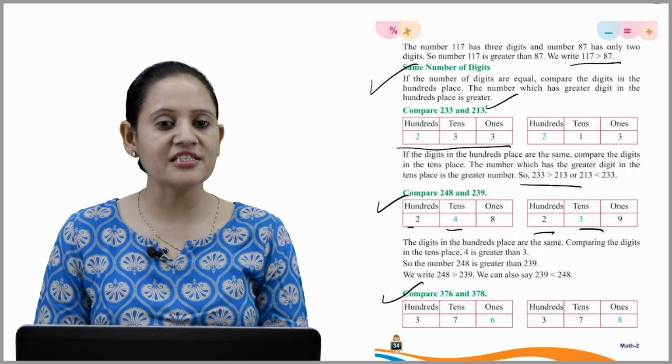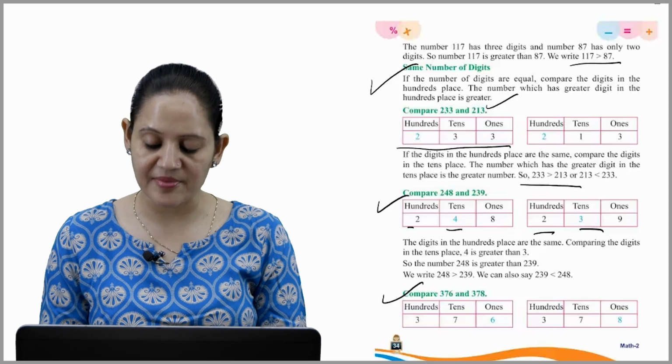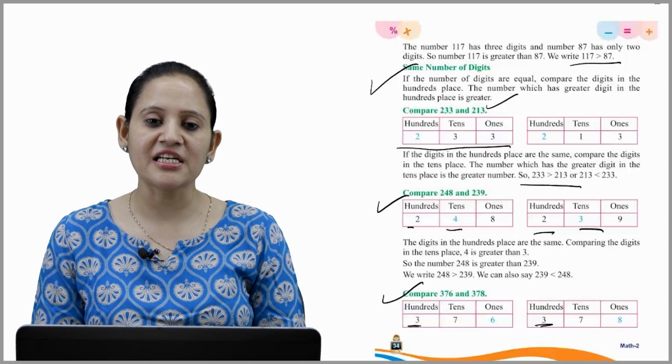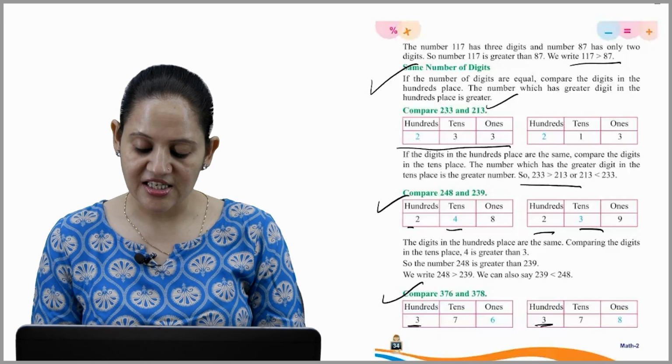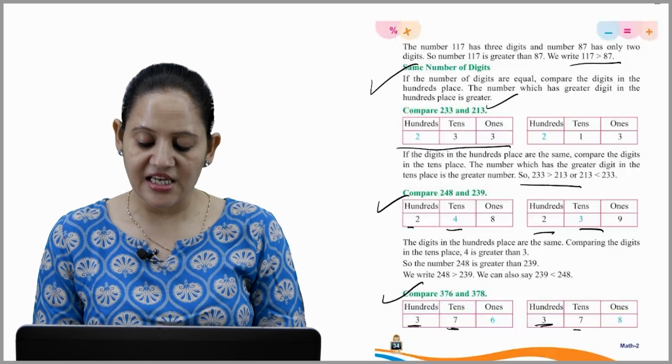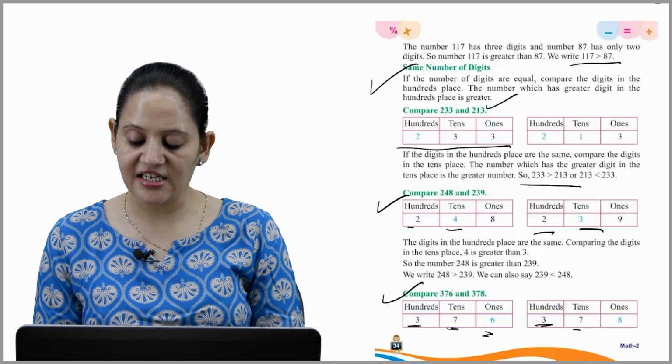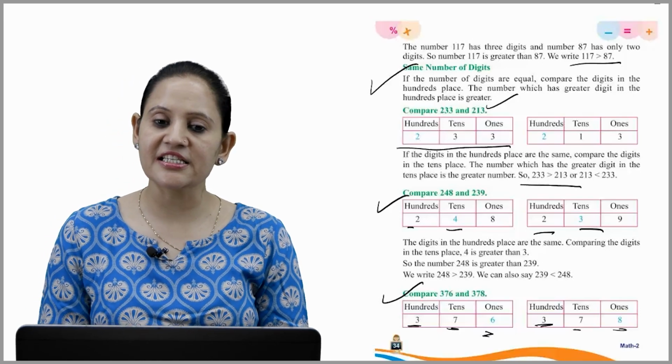So both are 3-digit numbers. We start comparing from the 100 place. So here both the numbers have the same digit at 100 place. Next is tens. So tens की भी same है. Next is ones. Here it is 6 and here it is 8. 8 is greater than 6.